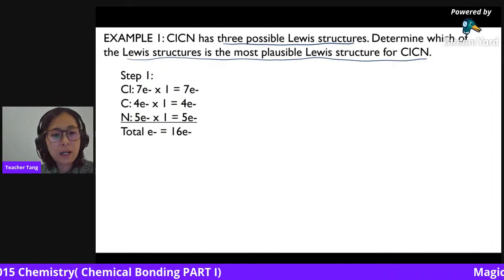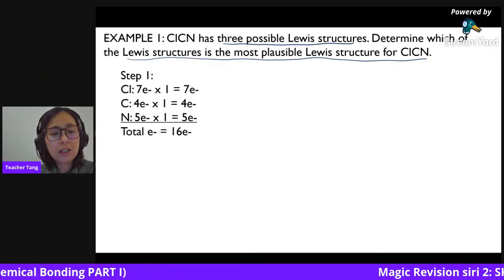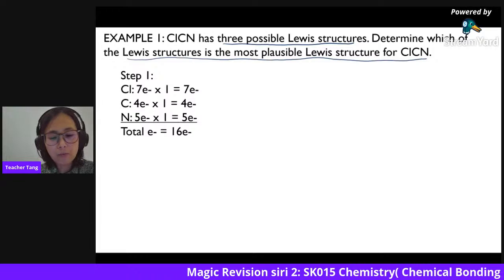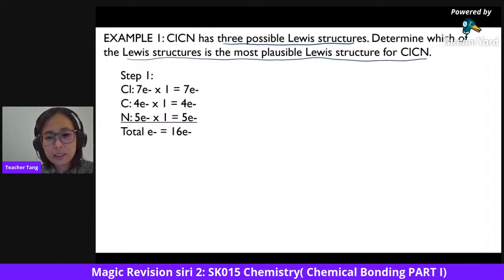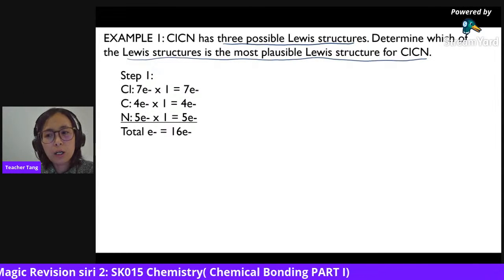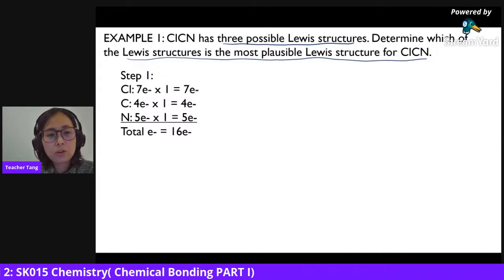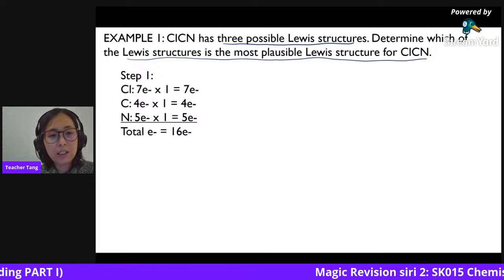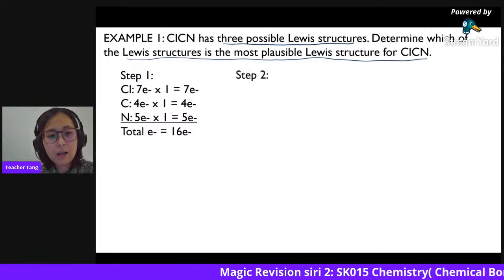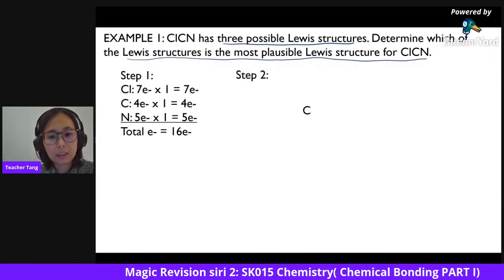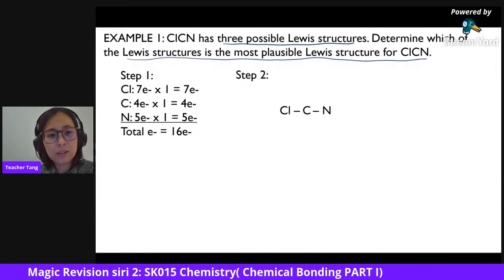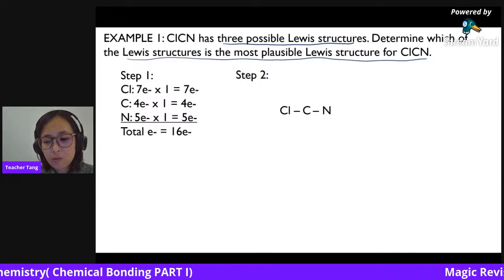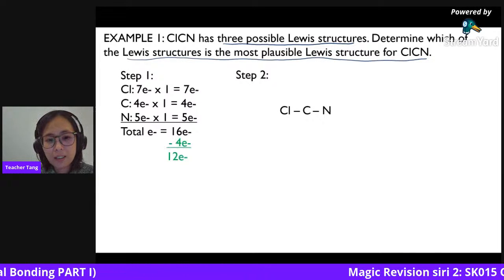So step number 1, you calculate the total number of valence electrons for ClCN. The total number of valence electrons is 16. So step number 2, you need to draw the skeletal structure. To draw the skeletal structure, the least electronegative atom, here the carbon, must be the central atom. So the carbon is the central atom. So this is the skeletal structure for ClCN. And then in step number 3, remember, you need to make the terminal atoms octet.